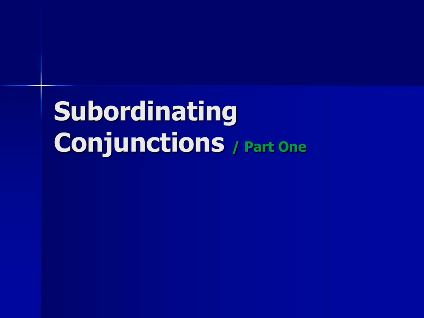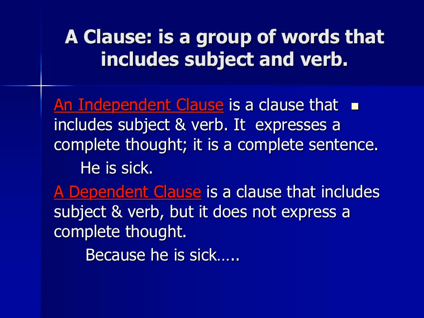Hi my dear students, today we will start talking about subordinate conjunctions. It's a pretty complicated topic because in order to understand subordinate conjunctions you have to understand the difference between an independent clause and a dependent clause. The role of a subordinate conjunction is to join an independent clause and a dependent clause to form a complex sentence.